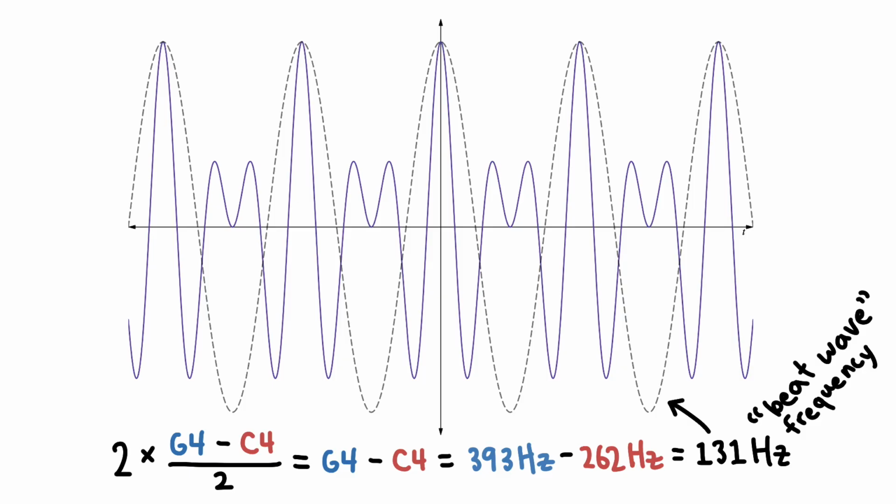But since our ears don't care about the cycle of waves and just pick up on the pulses, what we hear is the frequency of the beats, also known as the beat wave, not the envelope wave. 2 times half the frequency of G4 minus C4 is just the frequency of G4 minus C4, or 131 Hz. But wait! 131 Hz is also half the frequency of C4, it's the frequency of C3, an octave down from C4, the first subharmonic. In fact, this works for all the subharmonics.